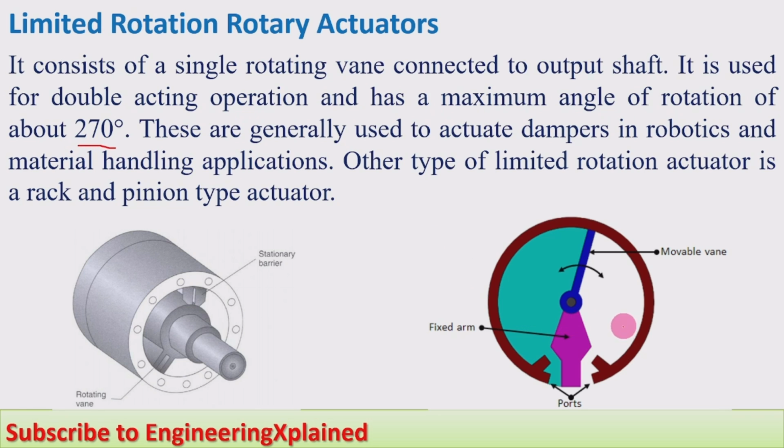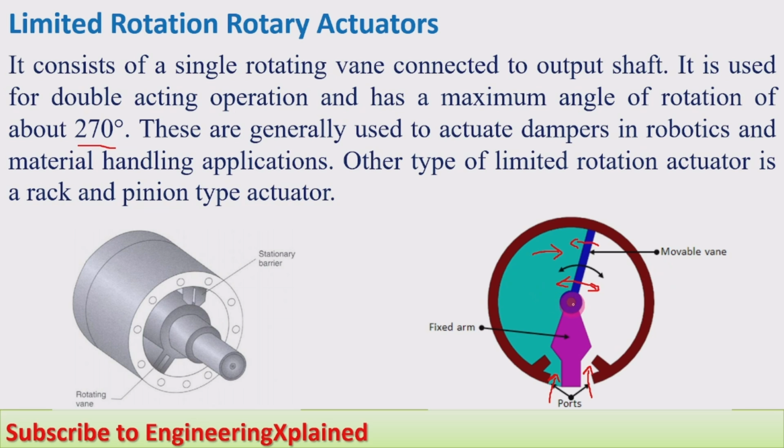Here, double acting means in this direction also it will rotate. The angle we have shown on both sides, that means clockwise and anti-clockwise it will rotate. When the fluid enters through this port, there are two ports, then we are going to get rotation in this direction. If the fluid enters in the other port, we are going to get rotation in the anti-clockwise direction. Like this, the vane swings inside.